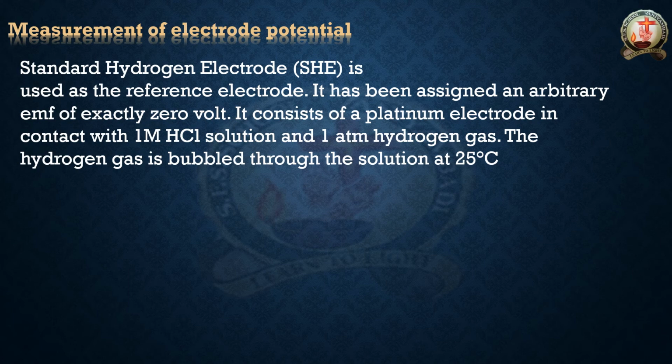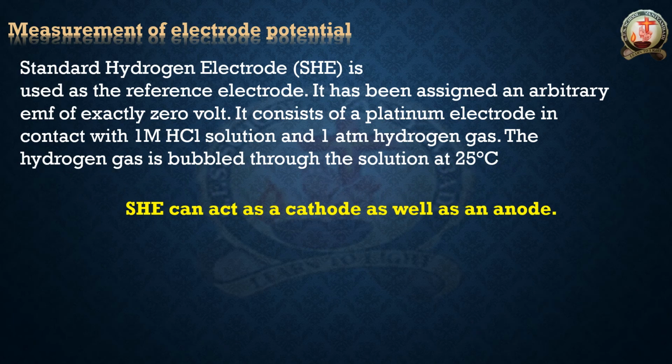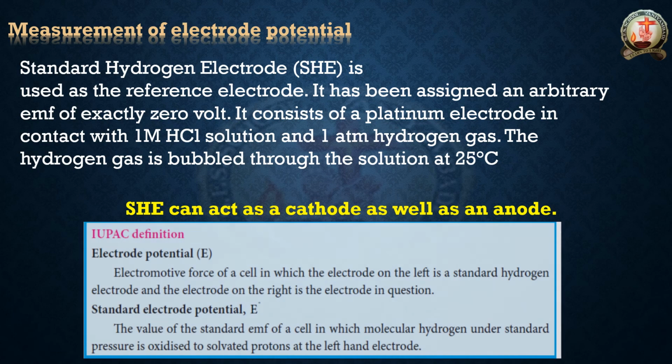The Daniel cell and voltaic cells don't have a perfect EMF, but here we have a perfect EMF. Okay, the SHE can act as both cathode as well as anode. This is a very important point. Then the IUPAC definition of the standard electrode potential: the value of the standard EMF of a cell in which molecular hydrogen under standard pressure is oxidized to solvated protons at the left hand electrode.